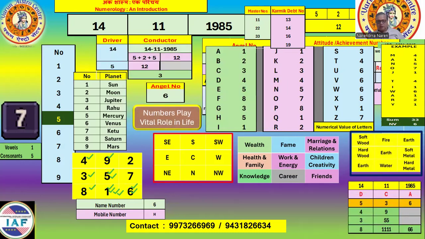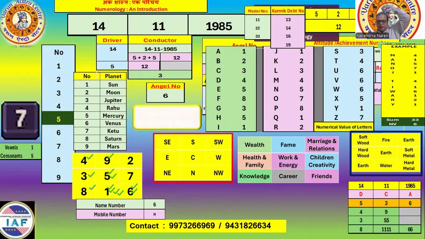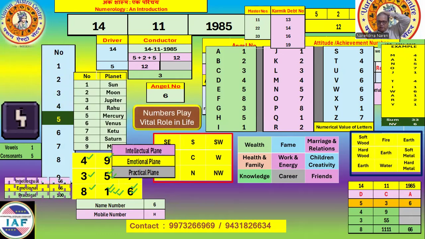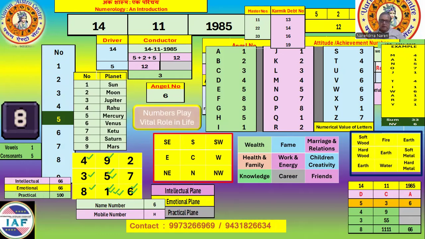Earth metal, soft metal and hard metal are the root cause of all the elevations. So with this, the presentation comes to an end. Sorry, with this, the entire numerological concept has been discussed. Few more are left. The intellectual plane consists of 492, emotional plane 357, and practical plane is 816.